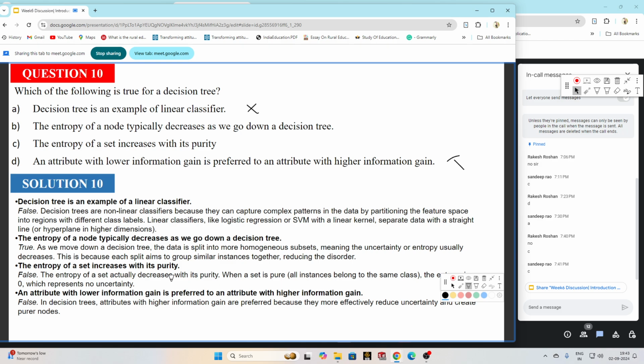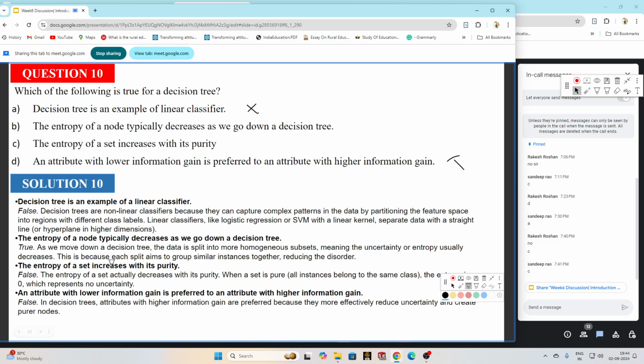Now linear classifiers like logistic regression, linear regression or SVM separate the data with a straight line. In the case of two attributes it is a line, in the case of three attributes it divides with a plane, and for more than three attributes it divides with a hyperplane. But your decision tree is not a linear classifier. It splits your data into different regions, so it is a non-linear classifier. So option A is false.